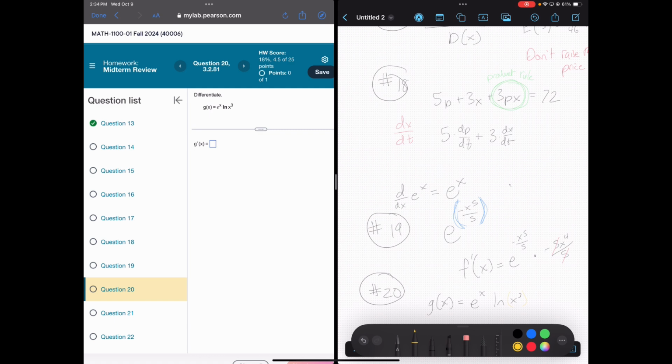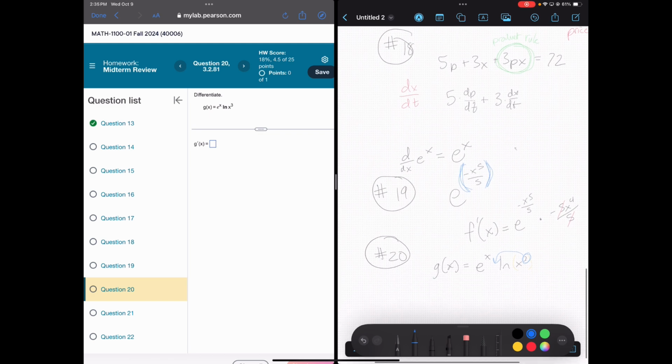But remind me, don't we have a log property for this? What does my log property tell me I can do? I can just move this 3 where? In front of the natural log. Okay. So instead, before I take the derivative, I can rewrite it like this. E to the x times 3 natural log of x. And that derivative, 3 natural log of x, doesn't require chain rule. That's a nice simple derivative that we can handle a little bit easier.